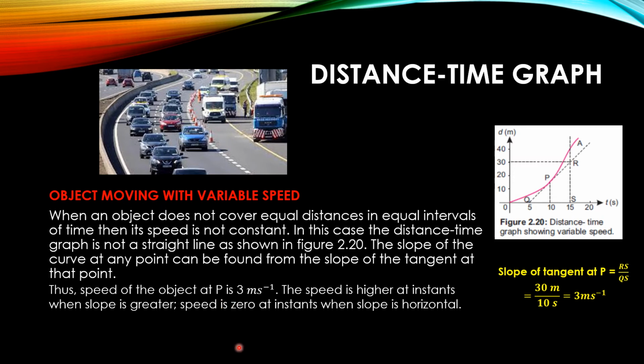The speed is higher at instants when the slope is greater. Speed is 0 at the instants when the slope is horizontal. This means that if we take the slopes at different points, we will find the variable speeds and we can deduce the results according to the slopes of the graph.